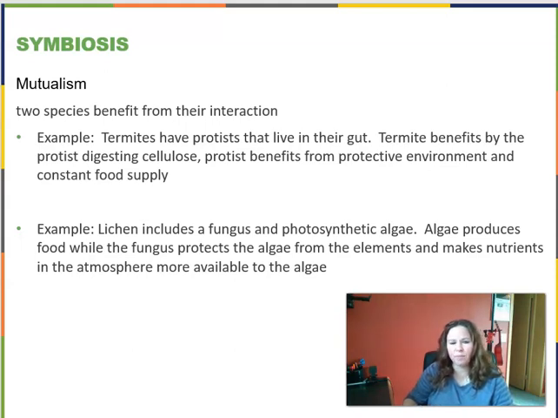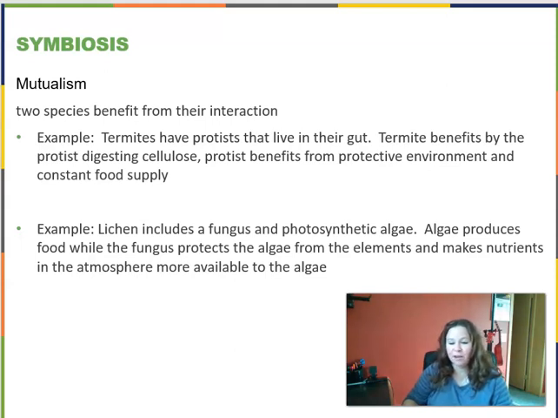With termites, they have protists that live in their guts, and the termite benefits by the protist being able to digest cellulose. And the protist benefits from a very protective environment inside the termite where they live and a constant food supply. Then there's even another mutualistic benefit where the protists have bacteria in their guts as well that help them digest the cellulose, where the bacteria get a warm place to live, and then the protist gets the benefit of the added help in digestion.